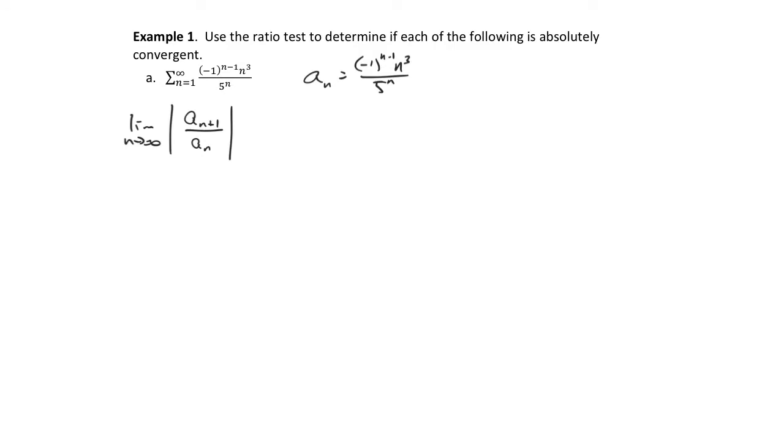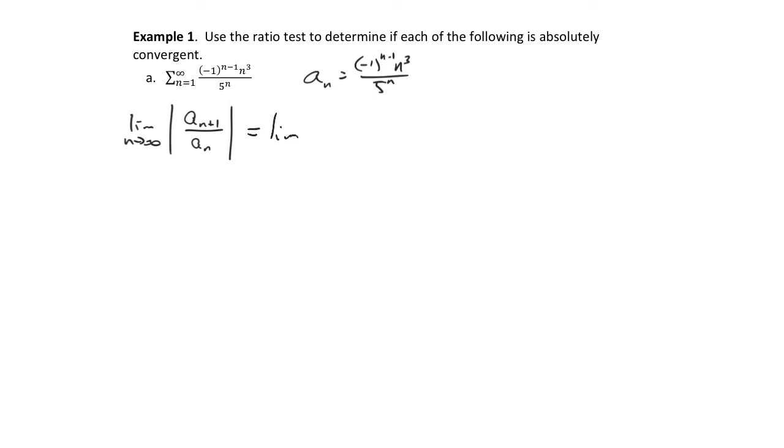Okay. Now, before I go any further, I want to make a comment about why I might be inclined, other than the directions telling us to use the ratio test, to use the ratio test. I see this 5 to the nth in here. That makes me believe I want to use the ratio test. It's a geometric sequence, that 5 to the nth is. All right, so now back to our problem.